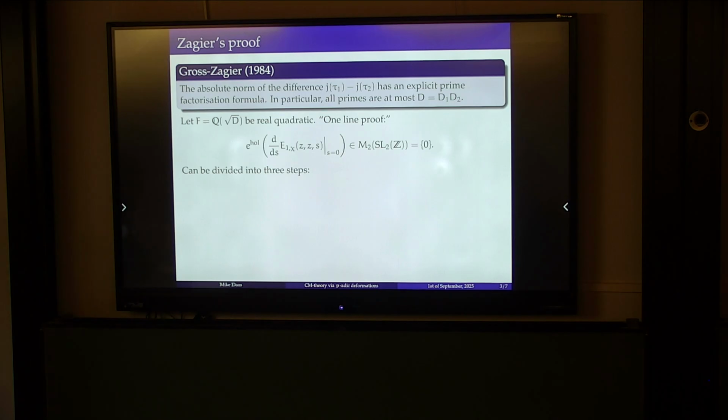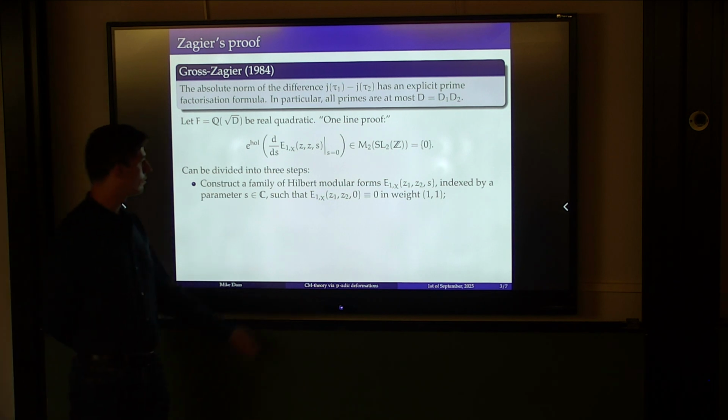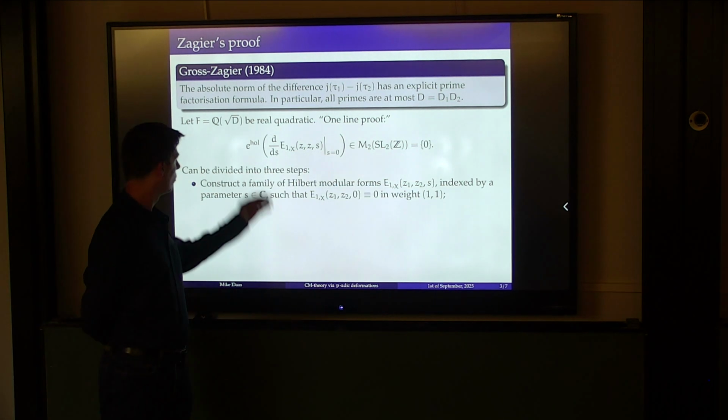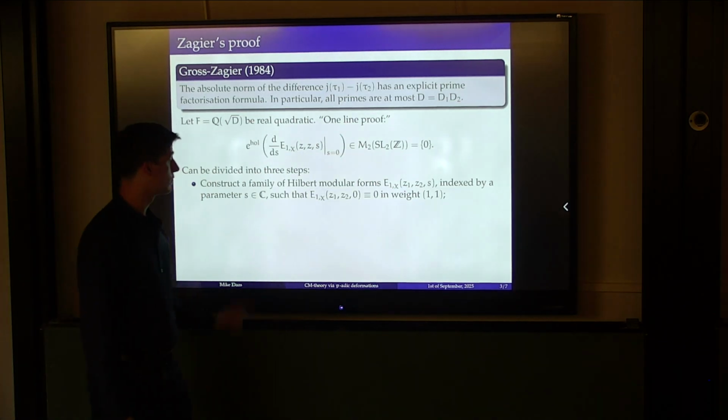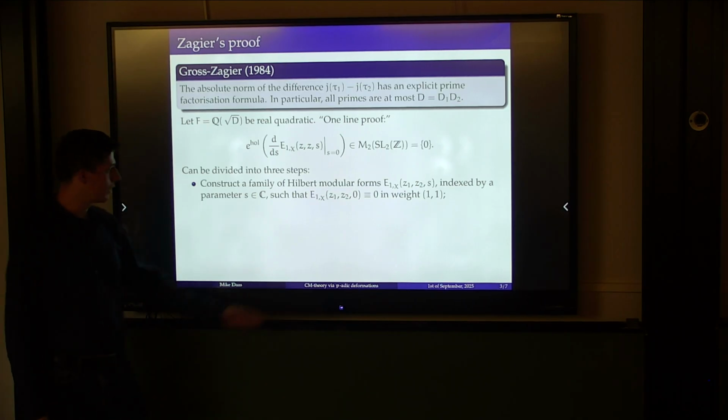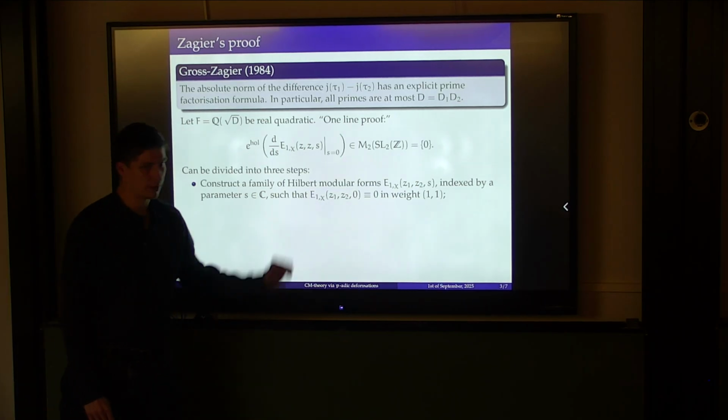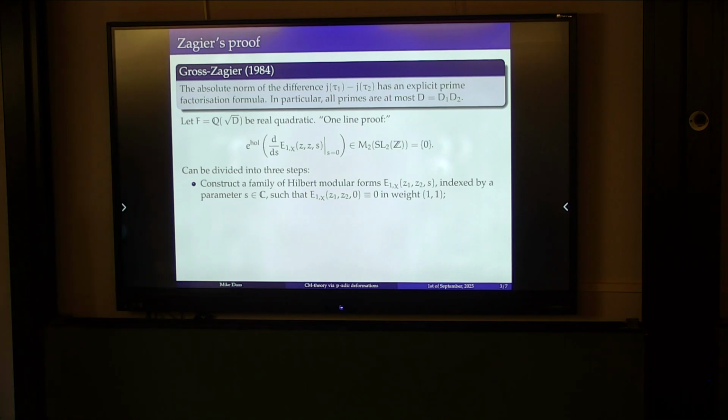In short, Zagier gave a beautiful proof in his paper, and it can be condensed to this one-line proof, but I understand that maybe this is not the most insightful at this time, so let me expand this a little bit. And it can be roughly divided into three steps. So the first step is to write down some kind of family of Hilbert modular forms for this real quadratic field F, given by the product of the two negative discriminants, which is then positive. It is of parallel weight 1, 1, and it has the property that if I specialize to s equals 0, then it vanishes.